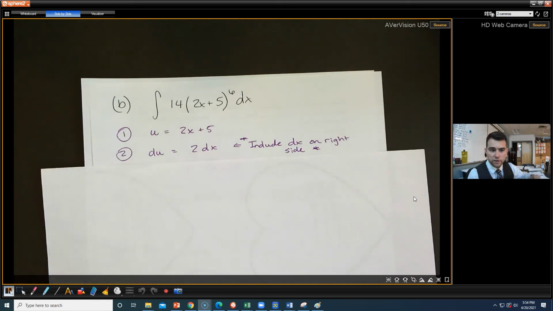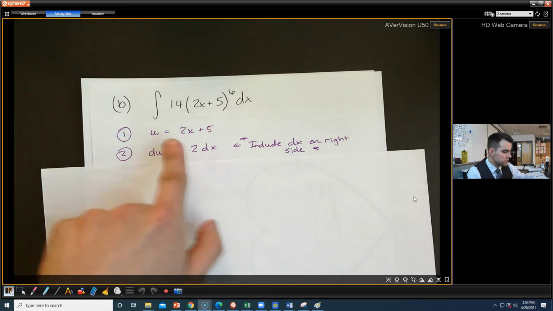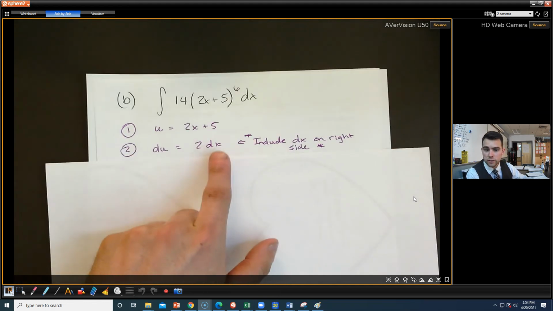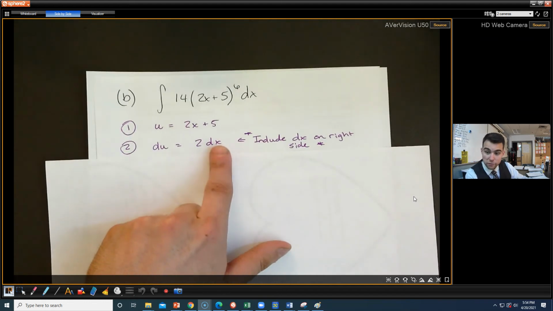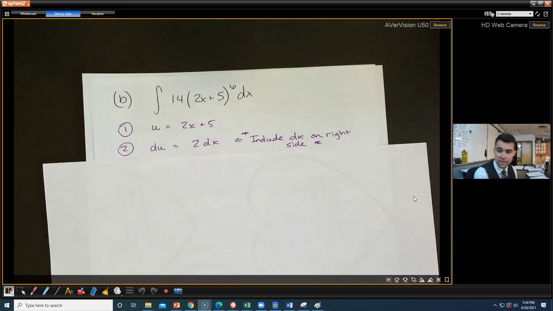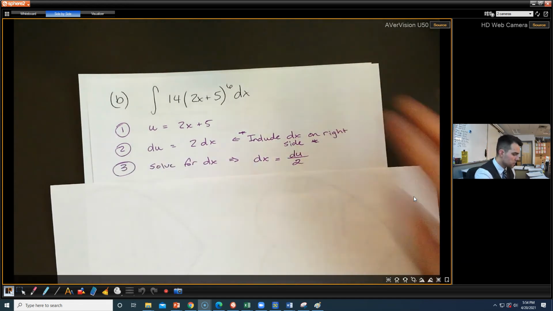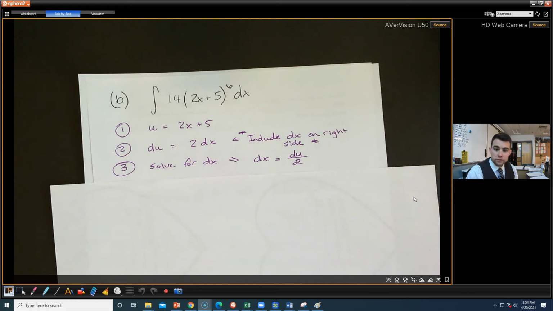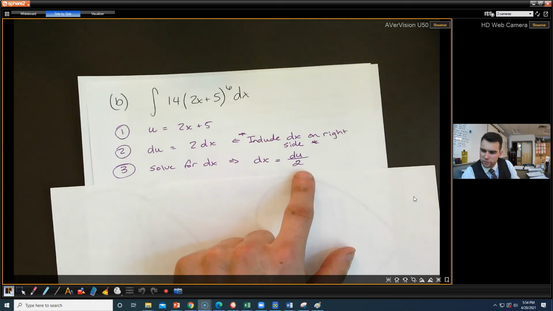And then I need to take the derivative of that, so I get du equals, the derivative of this side is just 2 dx. I need to include dx on the right side when I do this, because again, I need to figure out what dx is for step 3. dx is equal to du divided by 2 this time. Now this kind of matters a little bit more, and you'll see what happens.